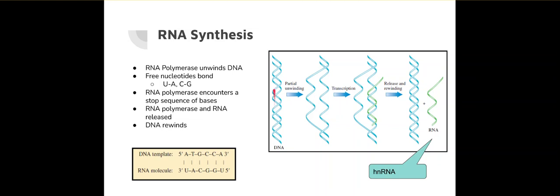So we have a DNA here, it gets partially unwound, then it transcribes, makes a copy of just this one section here, and then the DNA winds back up and we're left with an RNA, and this is the heterogeneous nuclear RNA here. A good way to remember this is nuclear is like nucleus, which is where the DNA is at.